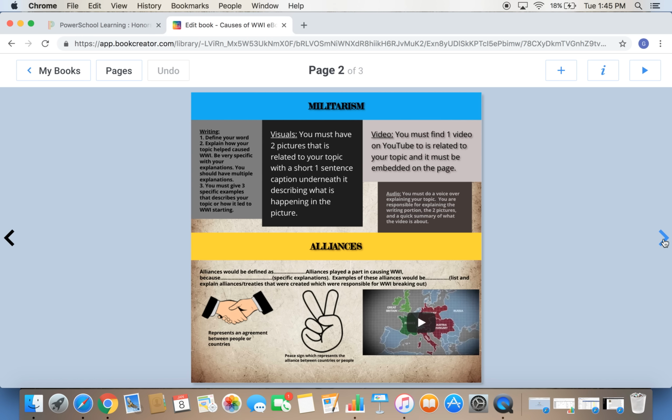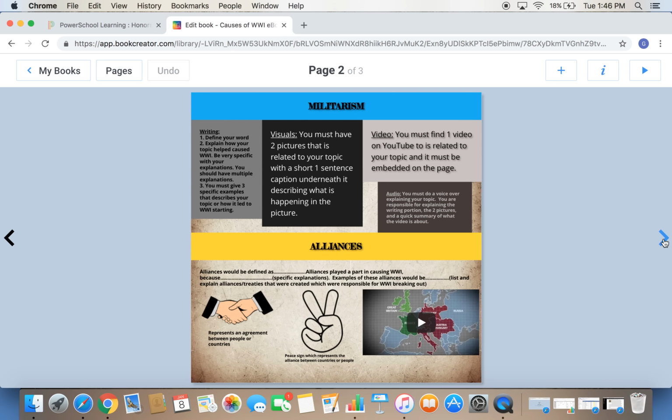The third part is visuals, which is pictures. You must have at least 2 pictures that are related to your topic with a very short 1-sentence caption underneath it describing what is happening in the picture or what the picture means.